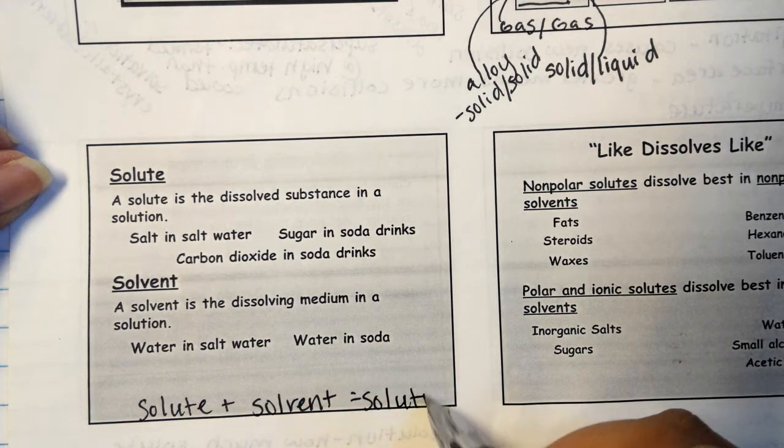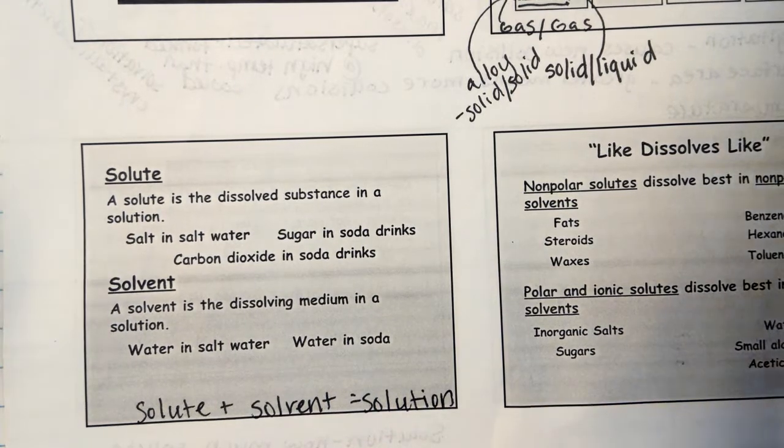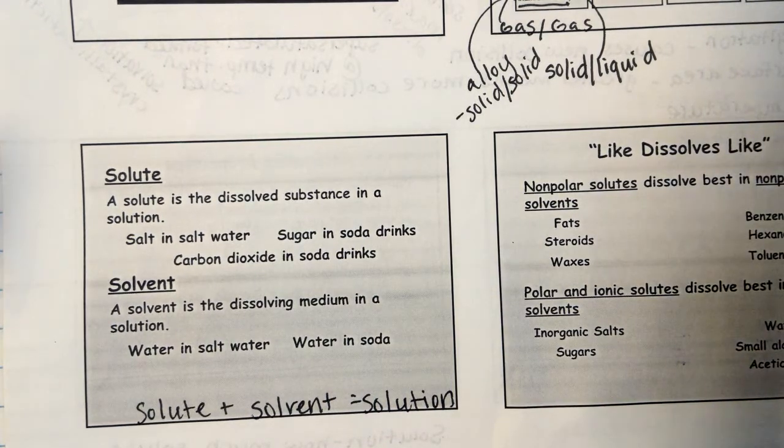So the solute is what is dissolved or being dissolved in a solution. So this is like the salt in salt water, sugar in soda, or carbon dioxide in our soda drinks. Okay, so solutes can be solids, liquids, or gases.